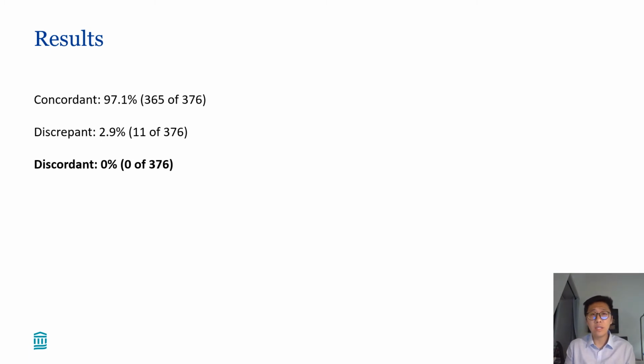The results here are listed. About 97.1% of our cases had concordant diagnoses, 2.9% or nearly 3% had discrepant diagnoses, and most importantly, 0 out of 376 patients had discordant diagnoses, which means that the treatment plan did not change for any of our patients.